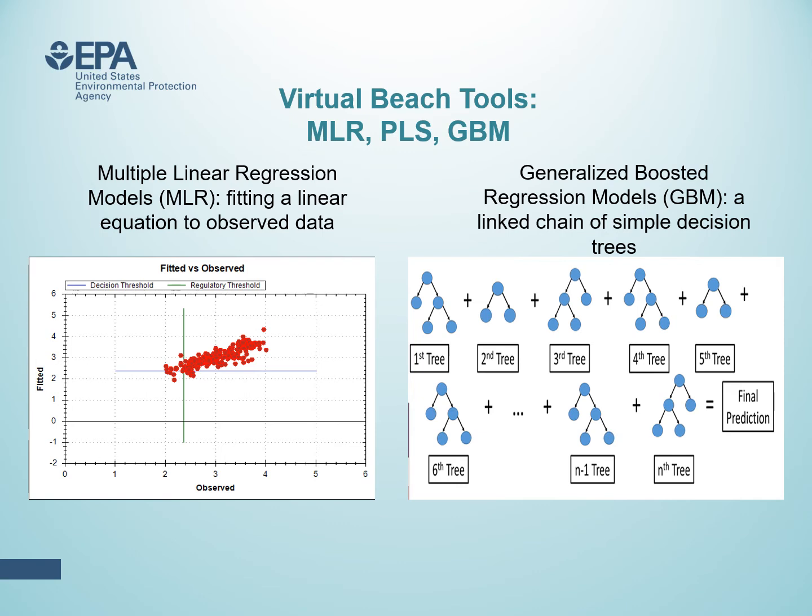We selected the multilinear regression analysis, just fitting a linear equation to the observed data. In this case, we used environmental parameters that we're measuring to predict the concentration of our microbial targets. And in addition, we used the generalized boosted regression models, or GBM, which is basically a linked chain of simple decision trees that keeps adding the environmental parameters that were measured until it finds which ones are the best combination of parameters to explain the variability in the target.